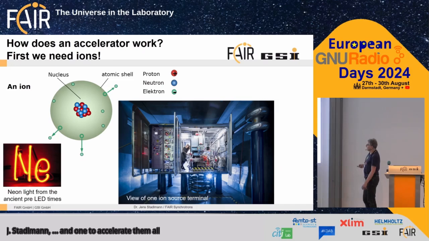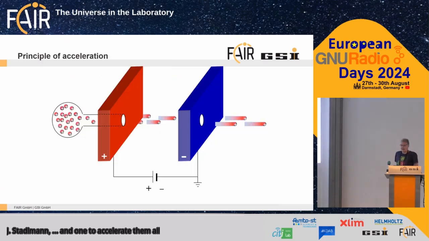We start here, this is how it looks. It's a big place. Here is the ion source. The one I show here works more or less on the principle of the neon lights from the ancient times before LED lights, where you had a gas discharge in a nice color. The basic principle of acceleration is super easy. You just have your positively charged ions, which is not easy to do; we have a complete group working on that.